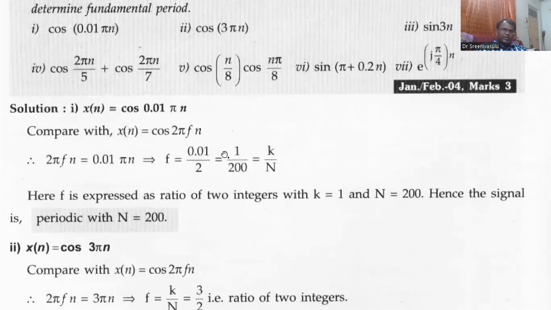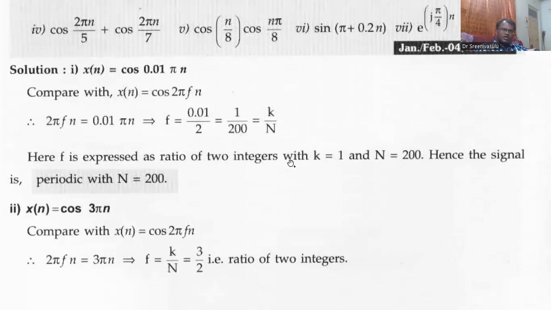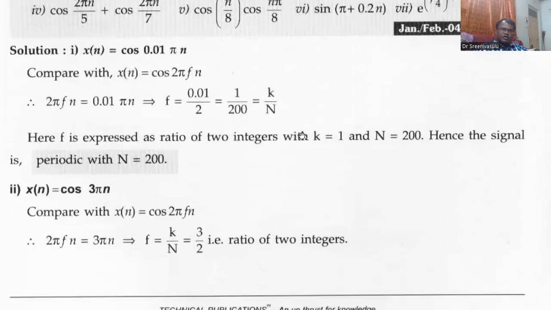Now, what is the fundamental period? You need to compare this one with k by n. Here k is an integer, n is the fundamental period. Okay. Next, you see the second. Now, this sequence is periodic with fundamental period n equal to 200.